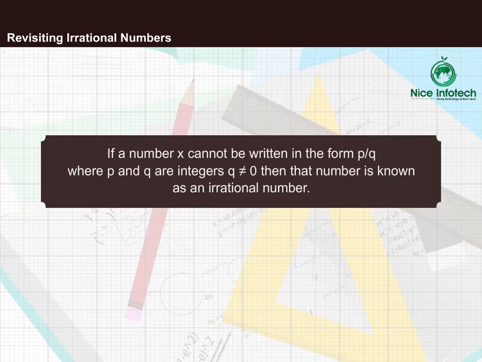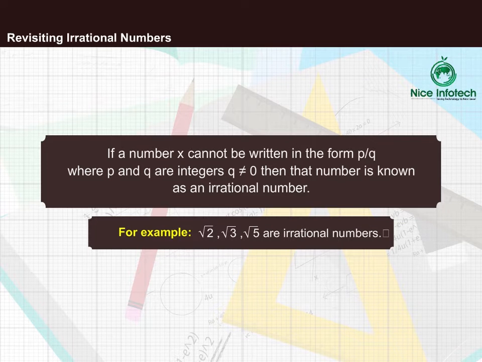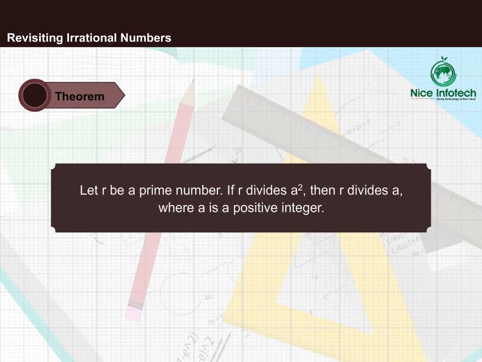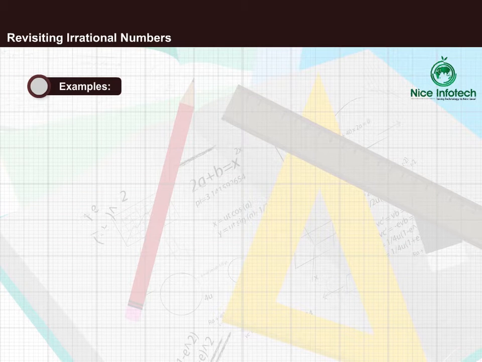If a number x cannot be written in the form p over q, where p and q are integers, and q is not equal to 0, then that number is known as irrational number. For example, square root 2, square root 3, square root 5 are irrational numbers. Theorem 1. Let r be a prime number. If r divides a square, then r divides a, where a is a positive integer.